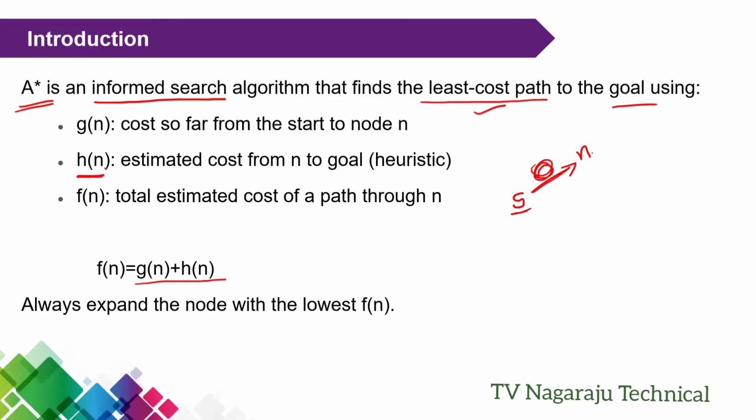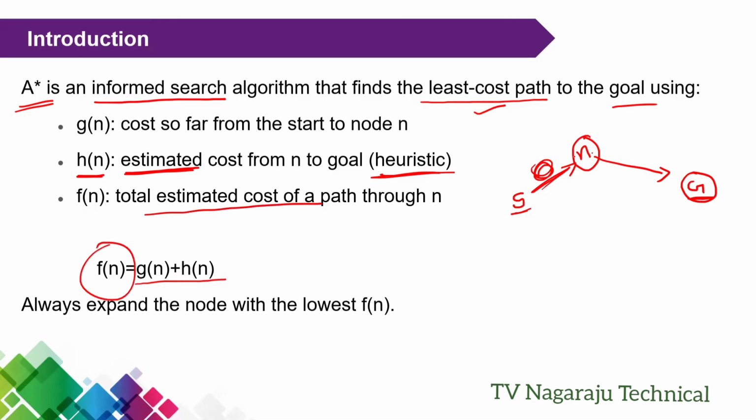Now, what is h of n? For example, here is the goal node. The cost from n to the goal, and especially this is the estimated cost, not the actual cost. Understand the difference? g of n specifies the actual cost from S to n. h of n specifies the estimated cost from that particular node to the goal node. The estimation is called heuristic. And now what is f of n? The total estimated cost from S to n and n to the goal.